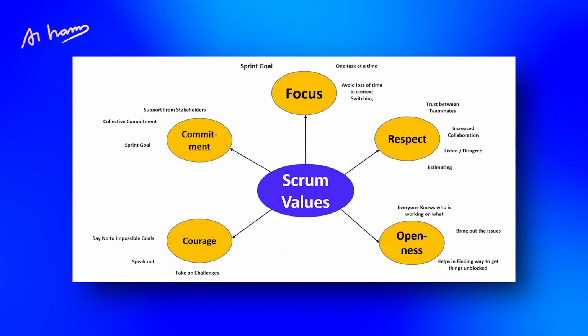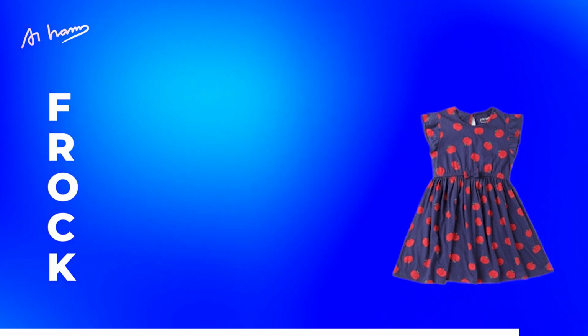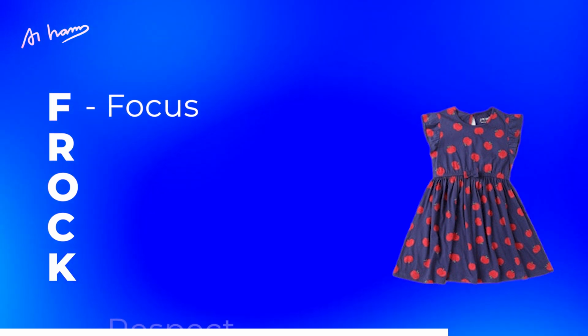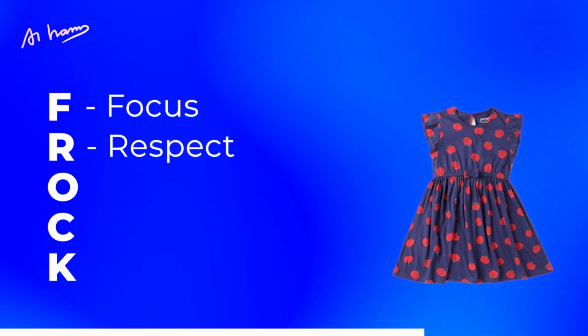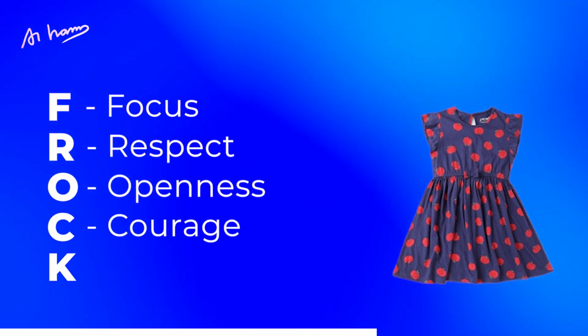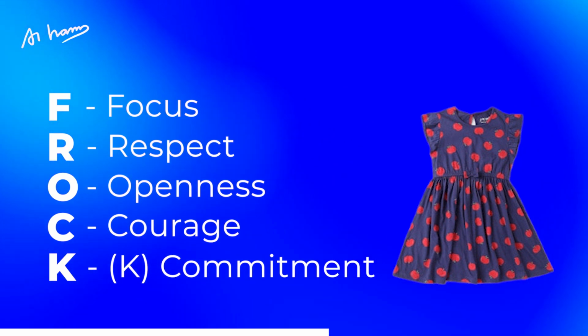Let's go to the mnemonic on Scrum. So how do we remember these 5 values? I'll show an image. What is this image? This is an image of a frog. So with these 5 letters, we'll make the 5 values. So F stands for focus, right? R stands for respect. O stands for openness. C stands for courage. And as this, we should be putting a K, commitment, but commitment starts from C.